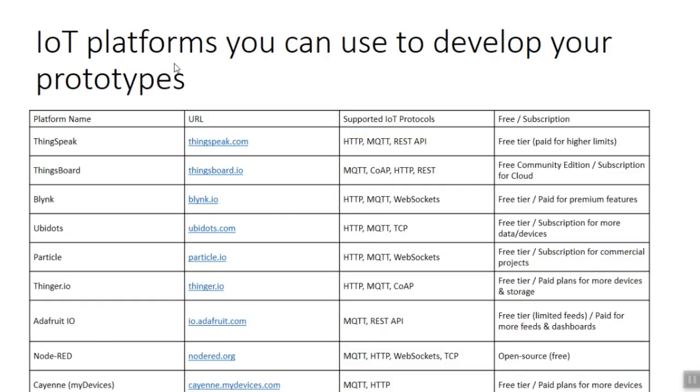All right, so let's look at some of the IoT platforms you could use to develop your prototypes. Okay, so we have ThingSpeak. Go to thingspeak.com. ThingSpeak was developed by MathWorks. Okay, so I will show you how to use ThingSpeak later on. We have ThingsBoard, we have Blynk, Ubidots, Particle, Tinga.io, Adafruit.io. Okay, so this is another interesting one that you could play around with. Okay, we have Node-RED. Node-RED is for beginners and between beginners and intermediate. So it has several features you could explore. Then we have Sign My Devices.